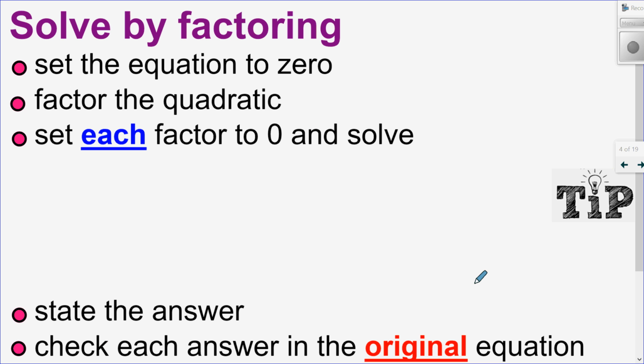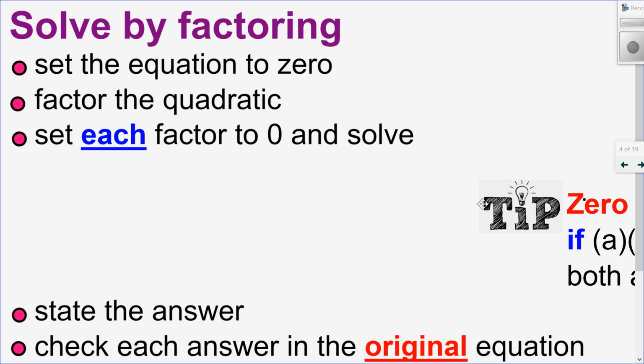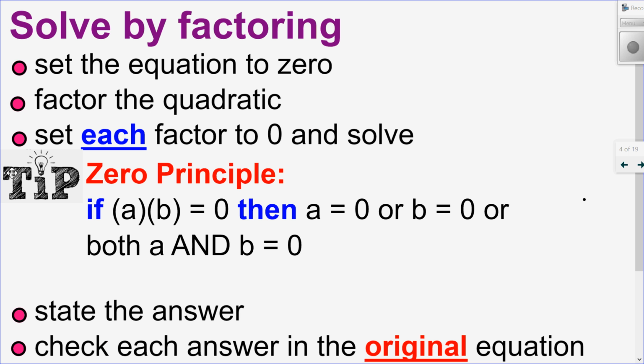So you're going to factor the quadratic, meaning you're going to break it down into its factorization and then set each factor equal to 0 and solve. So my tip for you is that once you set it equal to 0, you're going to use the 0 principle. Here's what the 0 principle says. If I have two values, a and b, and they multiply to 0, then a can be 0, or b can be 0, or they are both 0. That's why we set it equal to 0 and solve.